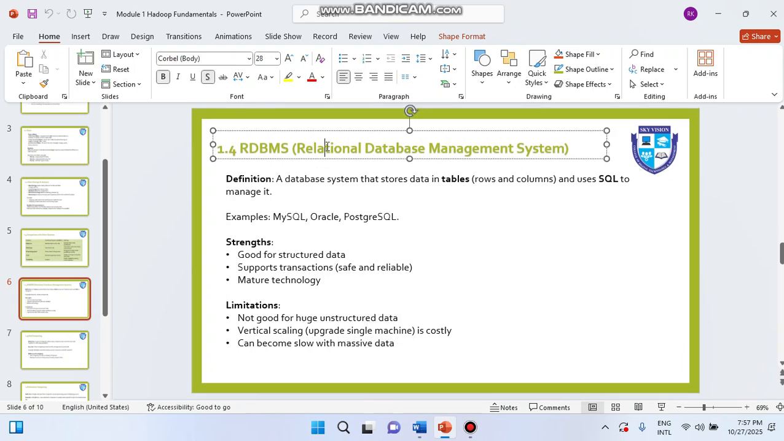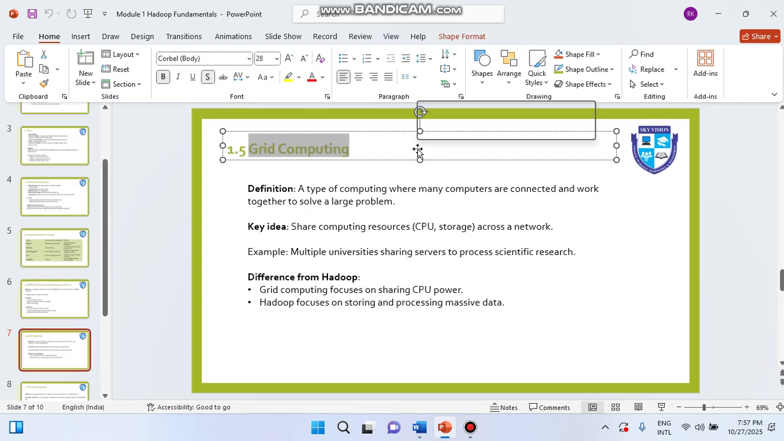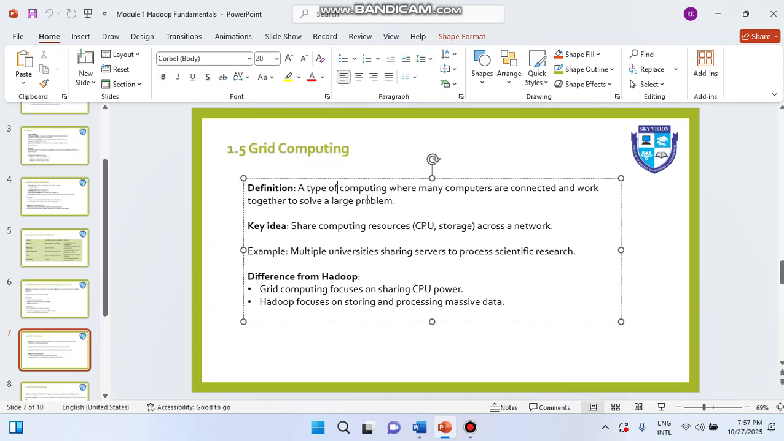That is your relational database. But this one I already declared in that table, right? Isn't it? Now, apart from this, grid computing is part of Hadoop. Grid means what? Lots of computers in a grid line, isn't it? So the definition: a type of computing where many computers are connected and work together to solve a large problem.